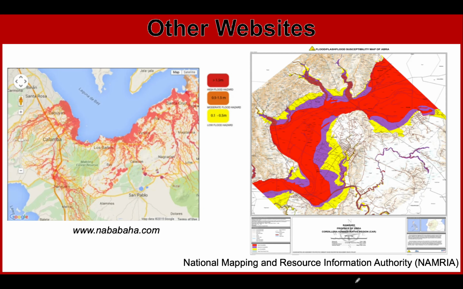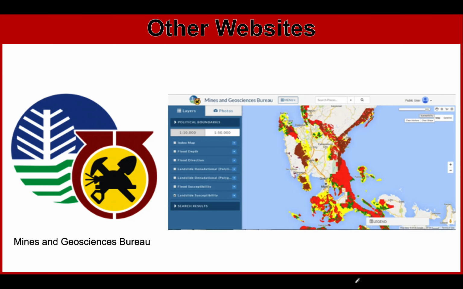We also have the National Mapping and Resource Information Authority. This is an agency of the Philippine government under the Department of Environment and Natural Resources, or DENR. It is responsible for providing the public with map-making services and acting as the central mapping agency, depository, and distribution facility of natural resources data in the form of maps, charts, text, and statistics. You can go to this website by visiting www.namria.gov.ph.